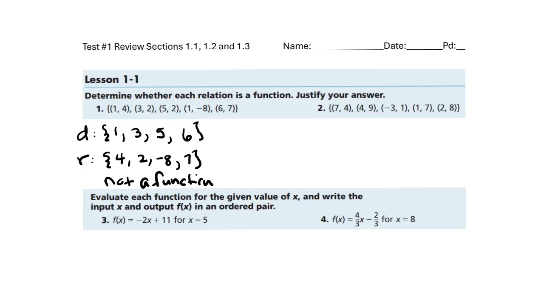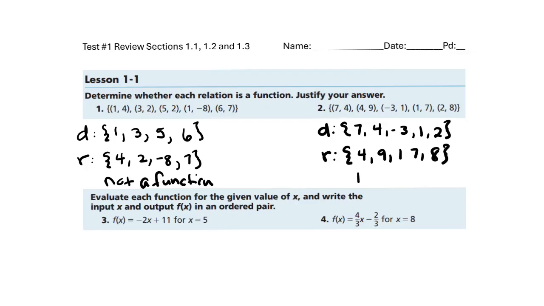Number two, we're going to find the domain. So the domain is 7, 4, -3, 1, and 2, which are the x values. And the range is 4, 9, 1, 7, and 8. And it is a function because each x value is paired with one y value.